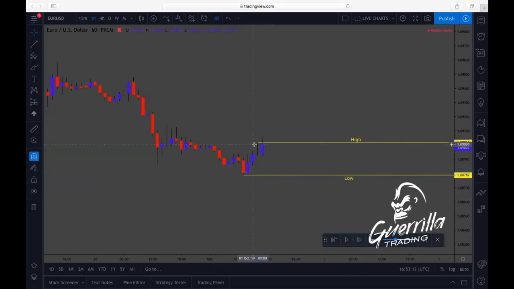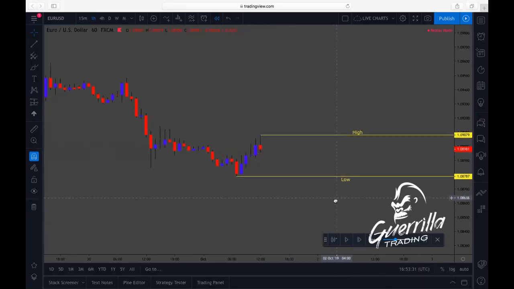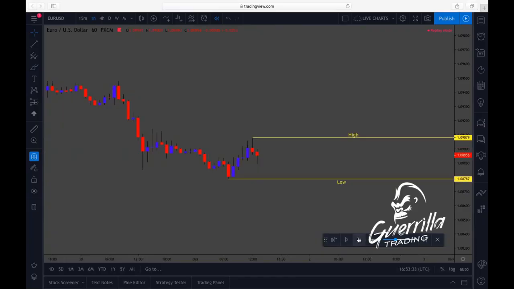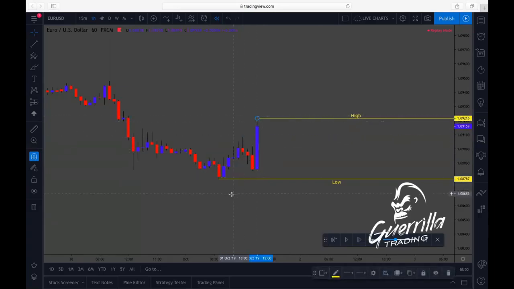And again, price broke the high and retraced. It's just showing us, guys, that there's no momentum in this market. There's no impulses. And again, break the high, retrace. This is just showing us that price action is range bound and corrective, and we want to stay out of this sort of market.